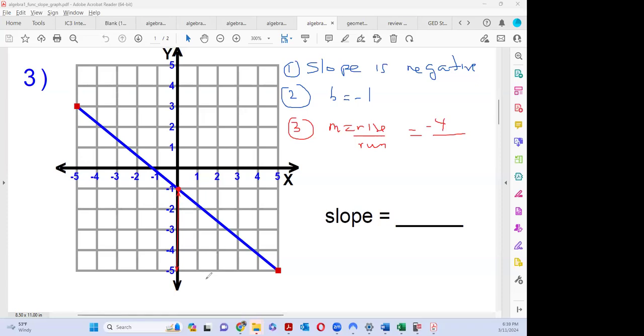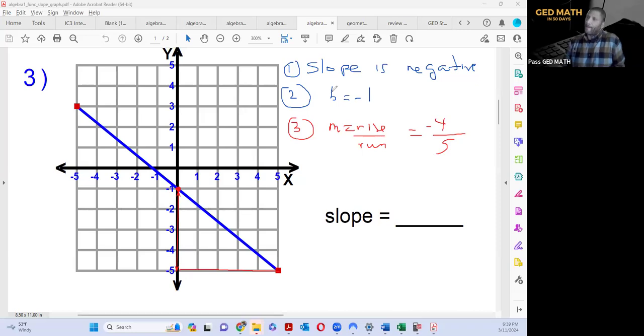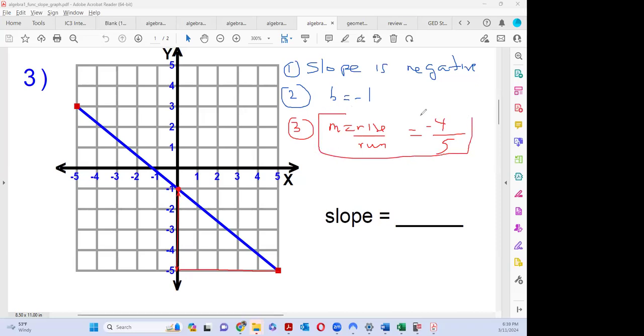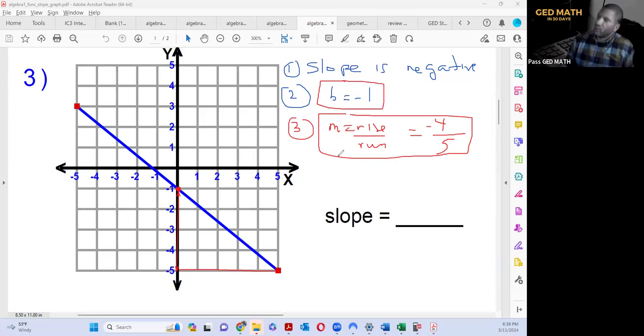What direction do I have to go to get to my second point? To the right. 1, 2, 3, 4, 5, and that's positive 5. So my slope is what? -4 over 5. What's my y-intercept? -1. So I know my slope is -4/5 and my y-intercept is -1.